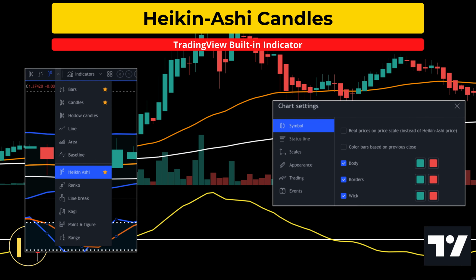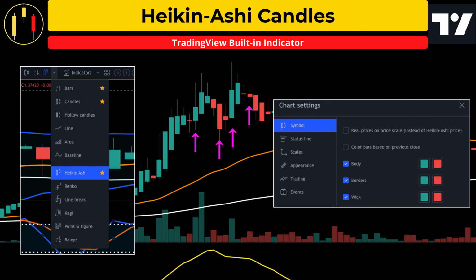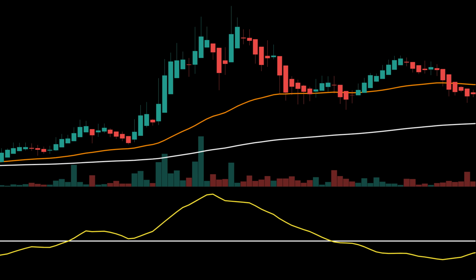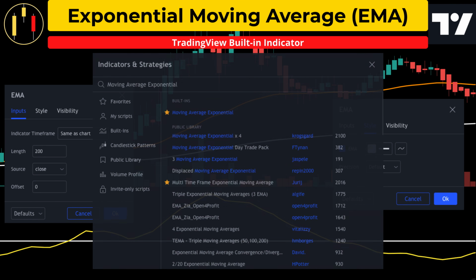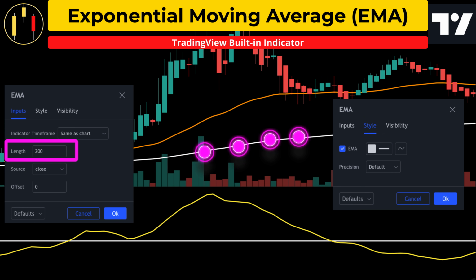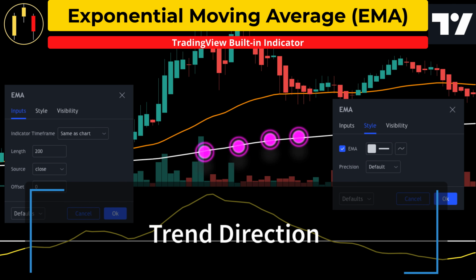The first indicator is Fibonacci candles. Inputs and style will be kept at default. This type of candlestick will provide the system entry triggers. The second free TradingView indicator is an exponential moving average, or EMA. The length will be set to 200 and colored in white. The 200 EMA will help determine overall trend direction.